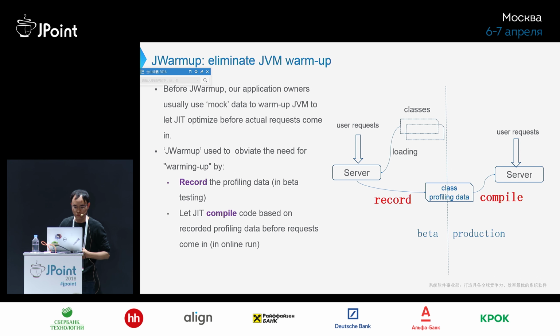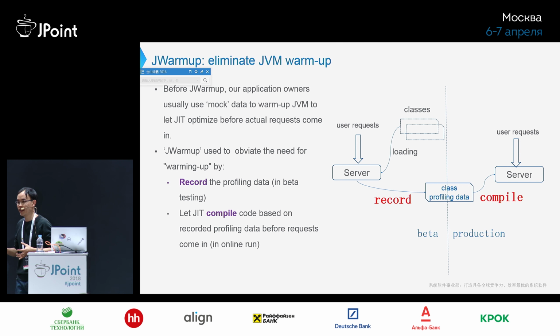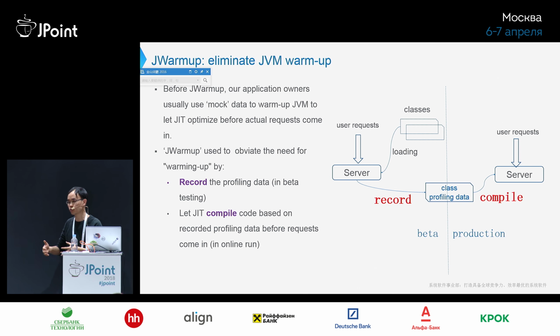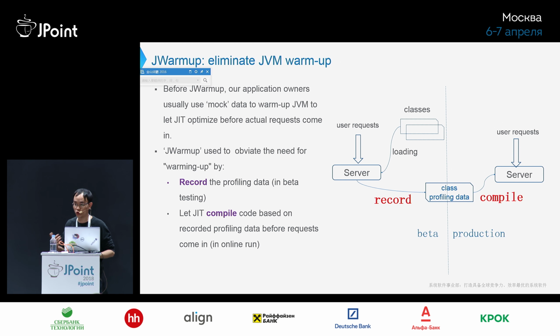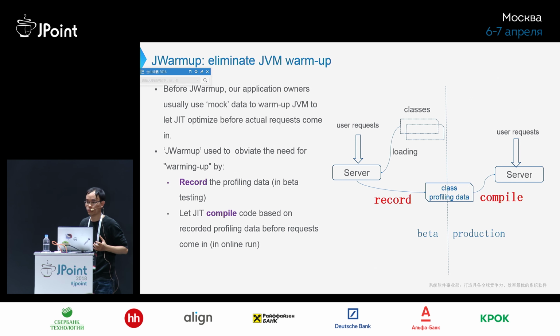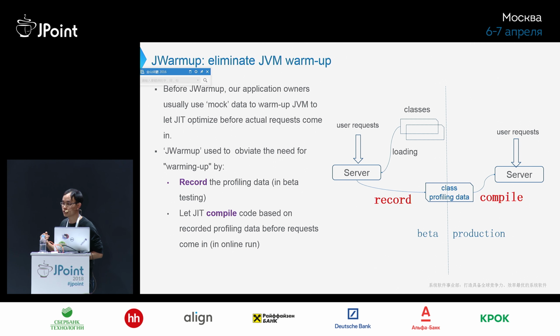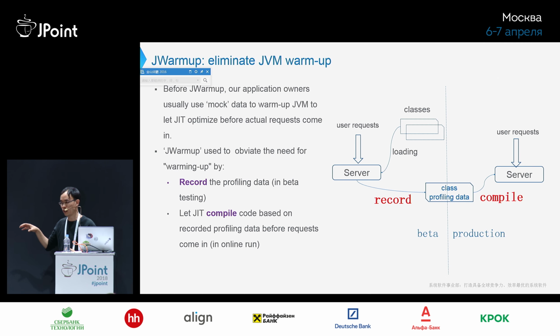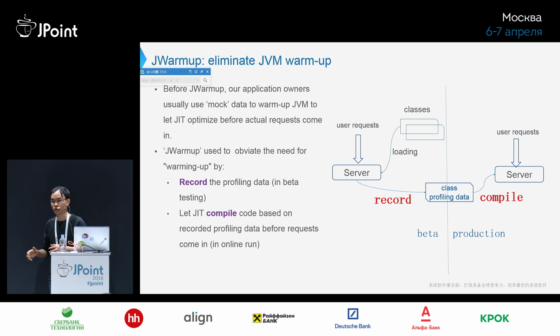Before Java-map, our application owners usually used mock data to warm up the JVM, so that they could let the JIT pre-compile Java methods before real requests come in. But the problem with this way is that the mock data is different from real data, right? So the mock data is not representative for the compiler. We saw some unexpected de-optimization cases, which dramatically hurt your application performance. That's why we came up with Java-map.